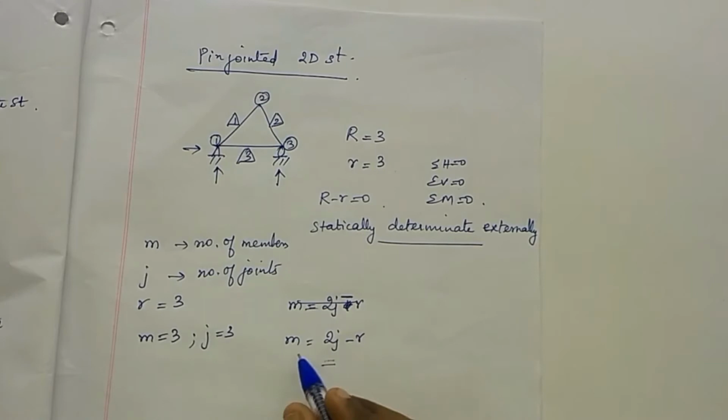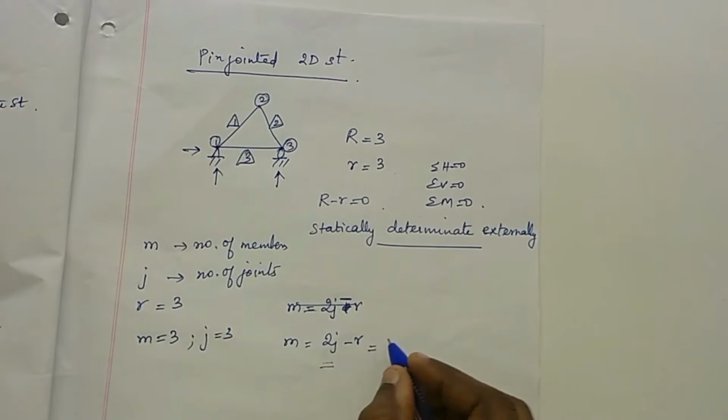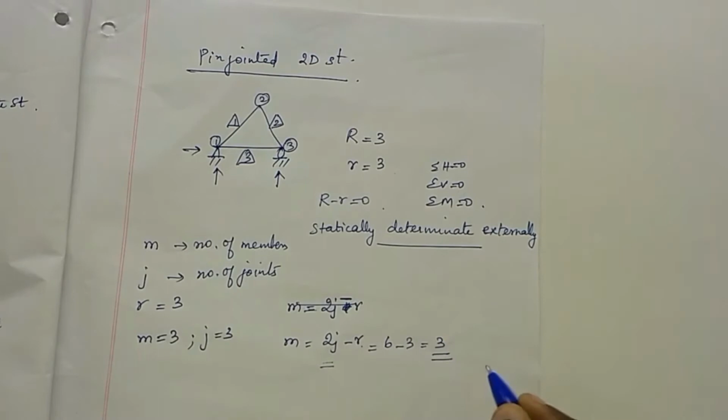So here M is 3, 2 into J, so J is 3, so I have 6, R is 3 again, so my value is 3, so M is equal to 3. So M is 3, again 2J minus R is also 3, or 3 is equal to 3. So I can tell it is statically determinate internally. Let me write here, statically determinate internally.